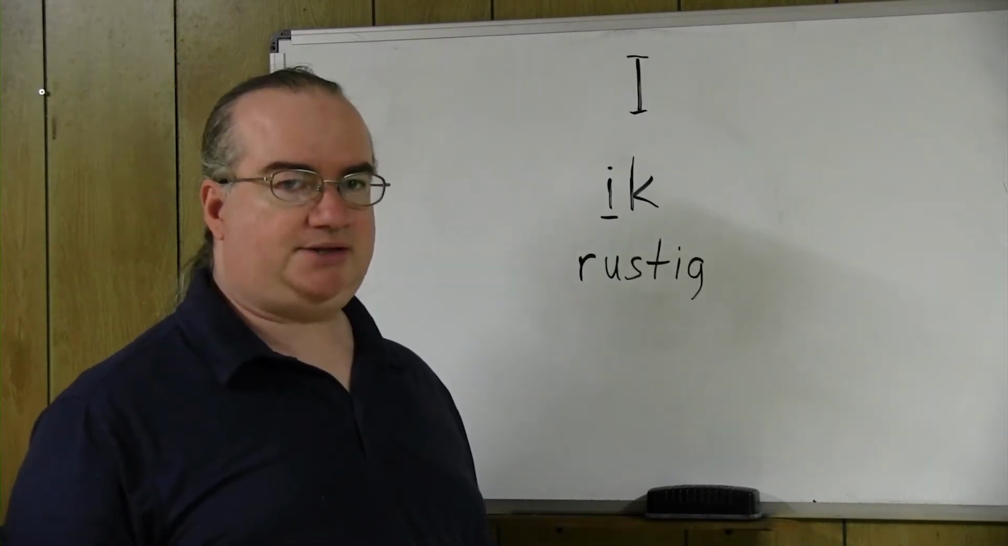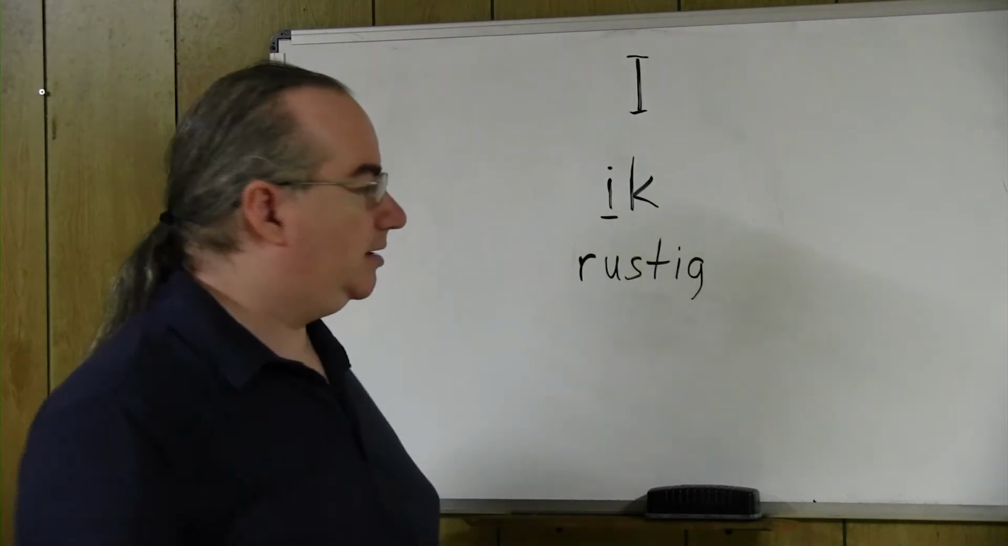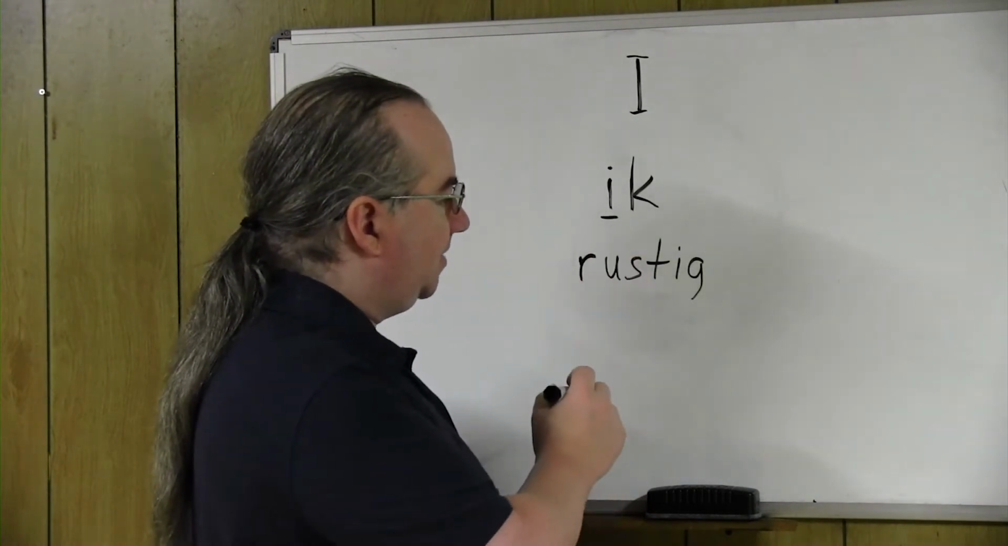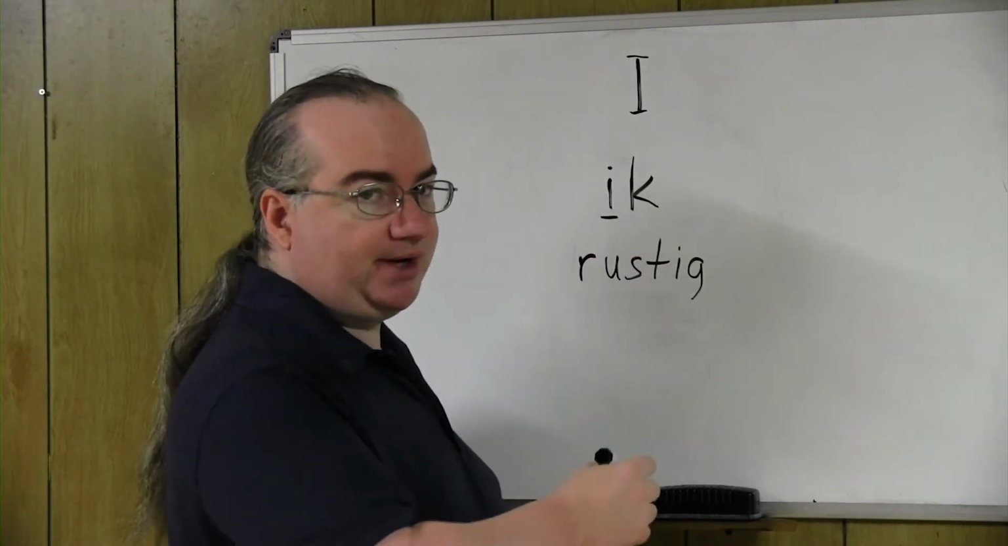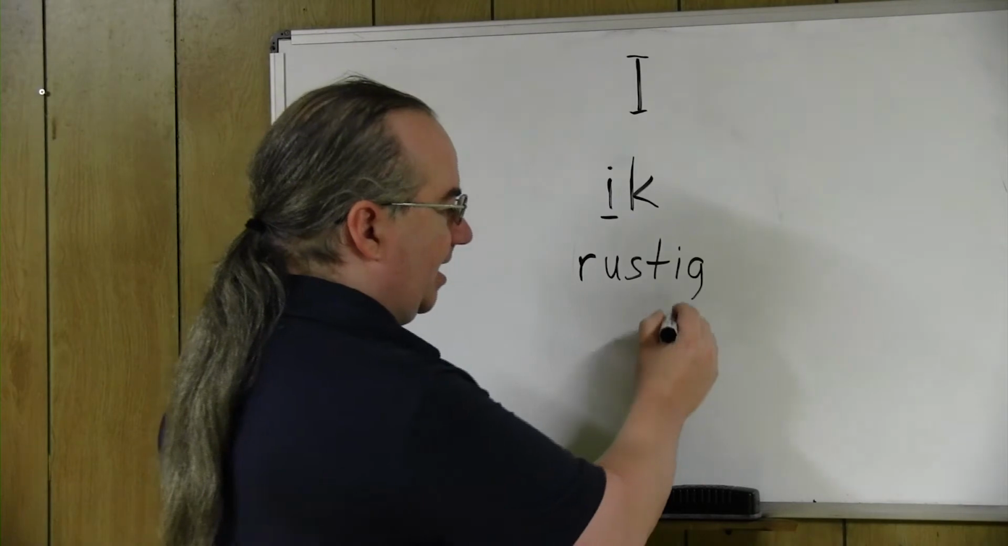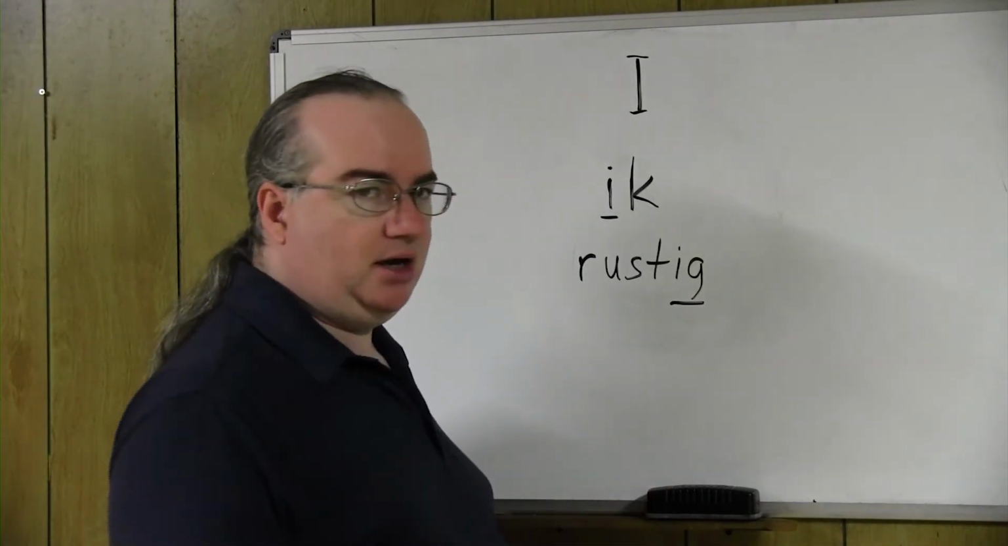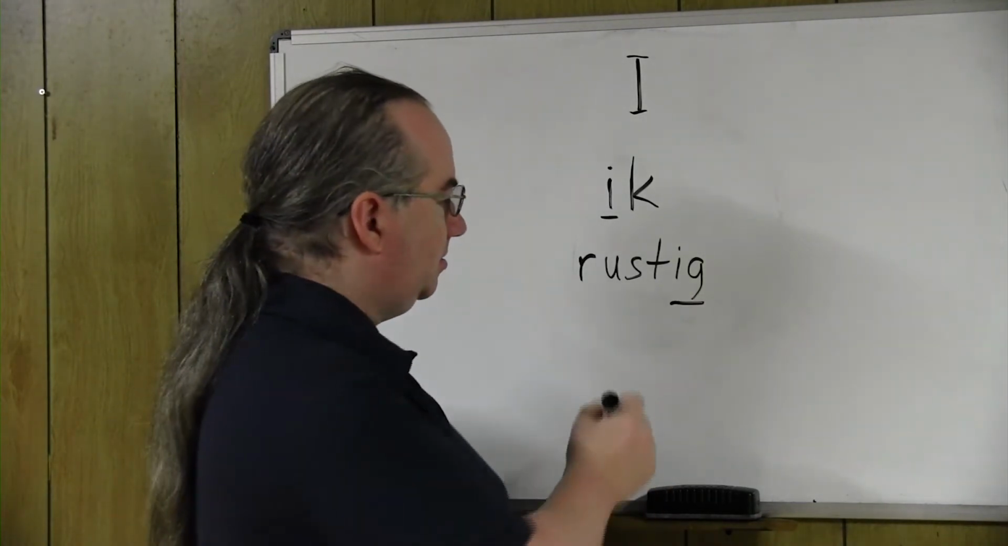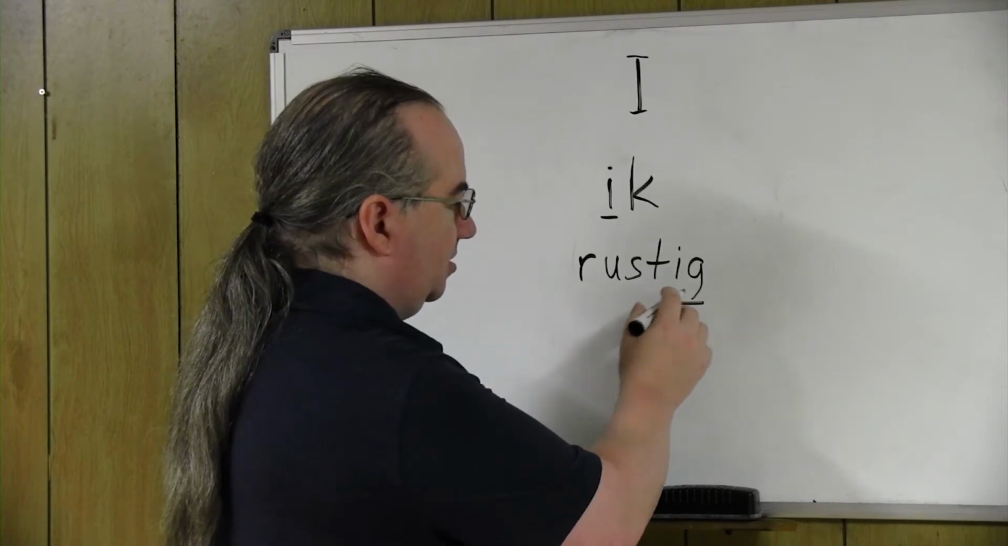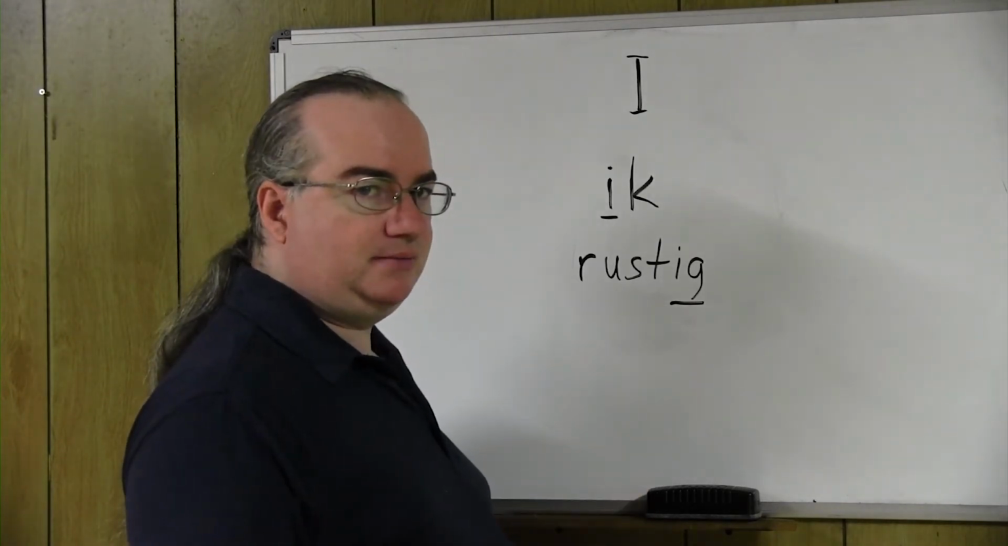The short I in Dutch is pronounced like the short I in English, like in the word ik. But in the second word here, it's pronounced a little differently. The IG is pronounced kind of like an ugh sound. So this is pronounced rustig, rustig.